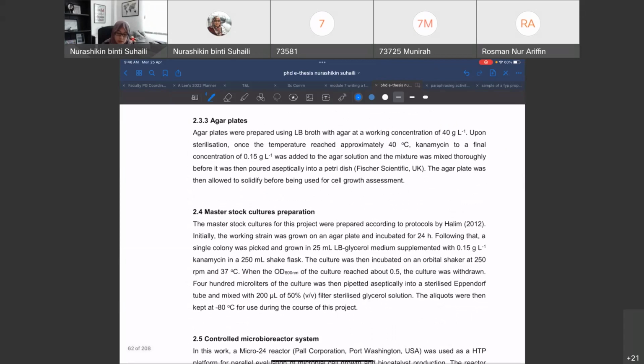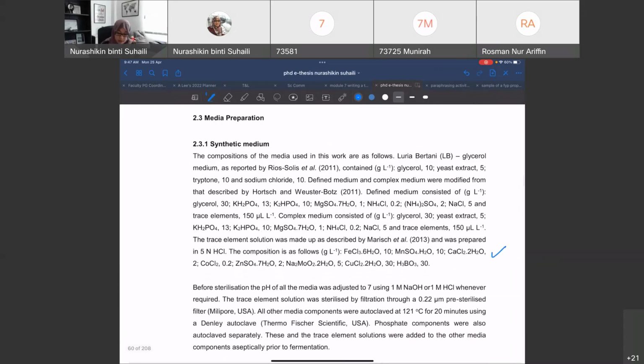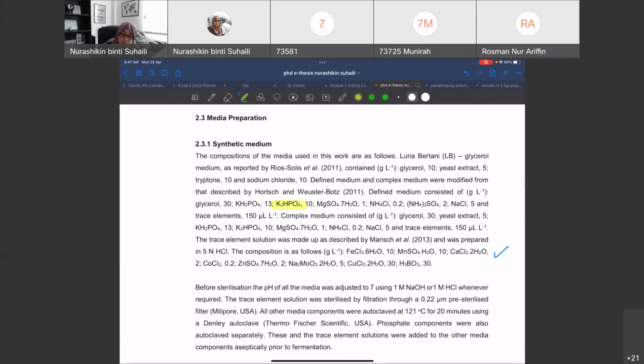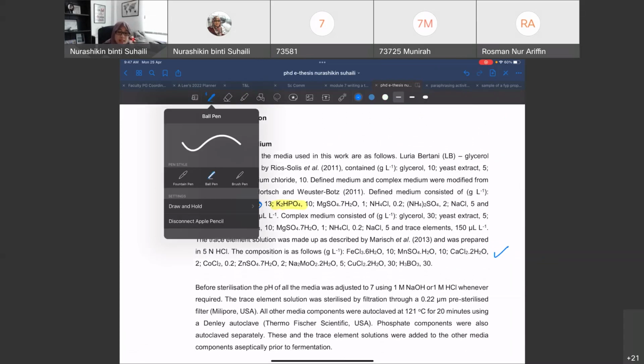What I also want to emphasize here is, use past tense and the scientific units. You have to know the right way of writing the units, especially if it involves superscript, the power, like gram per liter. Or if you have a chemical formula, for example the chemicals here, this is subscript, the one at the bottom. For example, KH2PO4. So please mind the subscript and superscript.